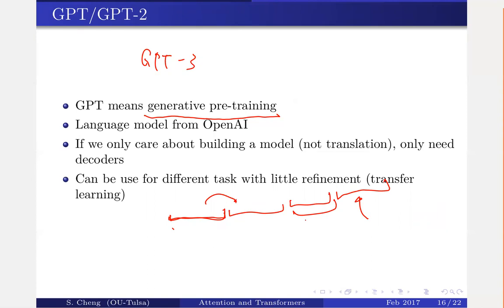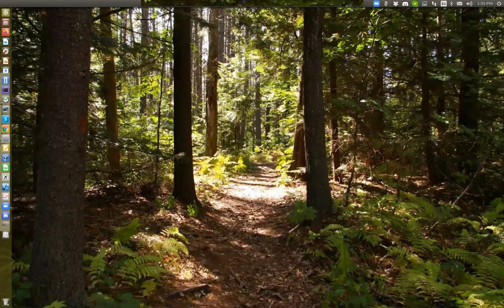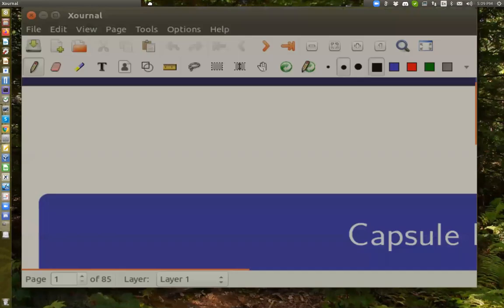So okay, anyway, that is it for transformer and attention models. So I guess the next thing I'd like to talk about is, I need to find my mouse. Oh, okay, I see it. So I'd like to spend some time to talk about capsules. What are capsule networks?